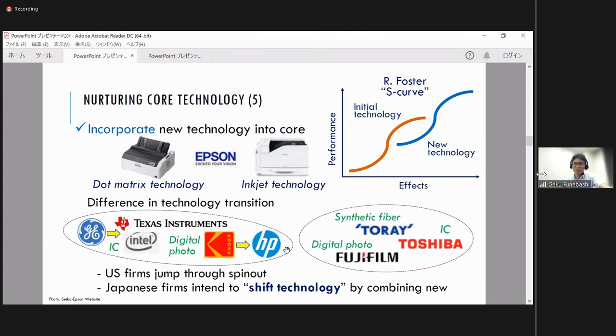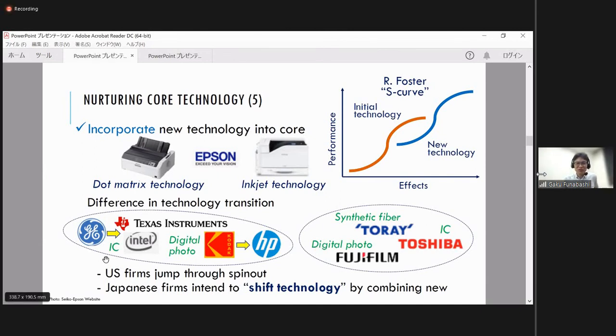But in the case of Japan, in each industry, even though the technology has changed, the major player remains the same. For photos, Fujifilm; for synthetic fiber, Toray; for IC chips, Toshiba. So why is there such a big difference? Because of the difference in the corporate system, but I will explain that corporate system on Thursday.